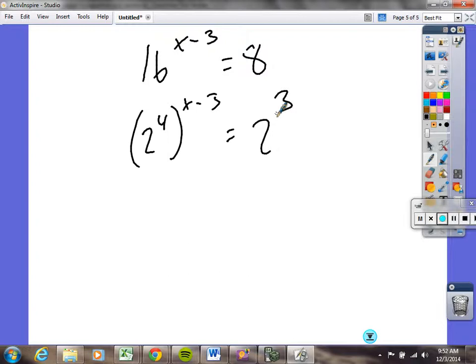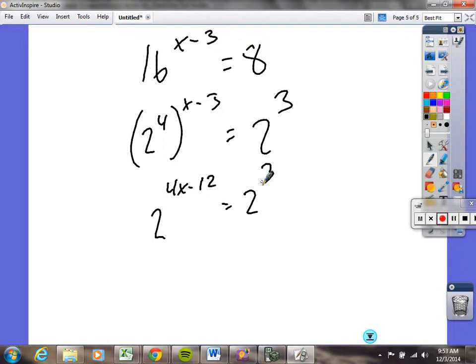Did I change the value of the expression? Did you plug those in already? Will you do that? Those green ones in. Okay, so now, what do we do on a power to a power? Multiply. So now I'm at 2 to the 4x minus 12 equals 2 to the 3rd.